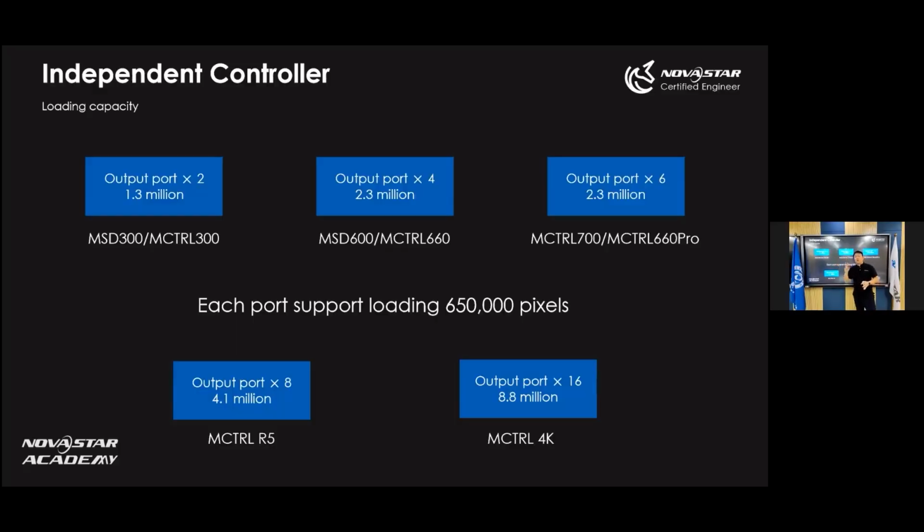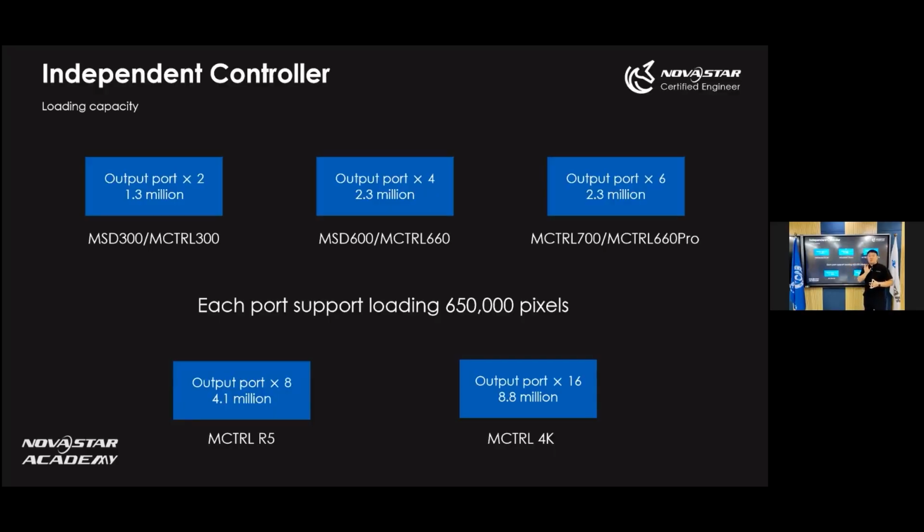Okay, so with 2 output ports, we get 1.3 million pixels. With 4 output ports, it's 2.3 million pixels. With 8 ports, it's 4.1 million pixels, and with 16 ports, we get 8.8 million pixels. But if you check these numbers, if you multiply 650,000 pixels by 4 ports, it should be 2.6 million, not 2.3, right? Actually, there is some limitation because of the video source input. But tomorrow, Deacon will give you a detailed explanation about this part.